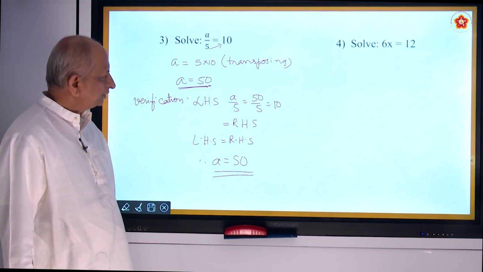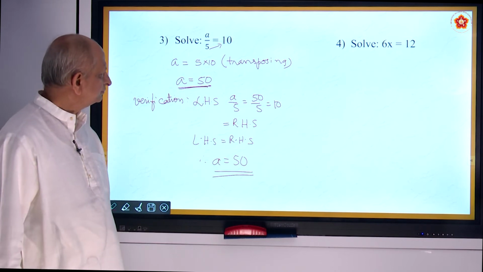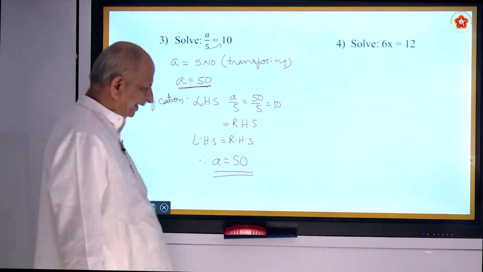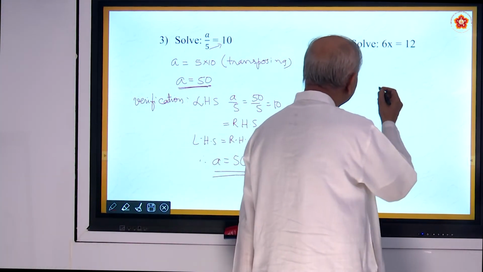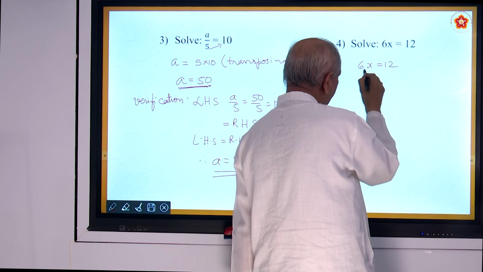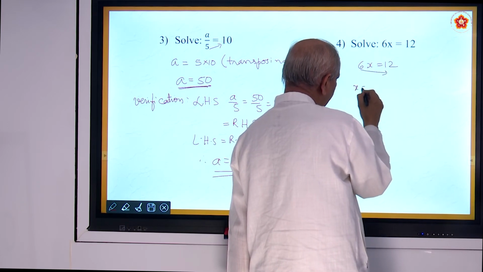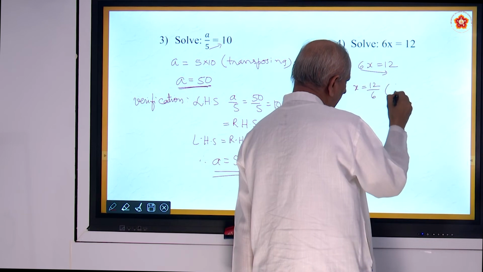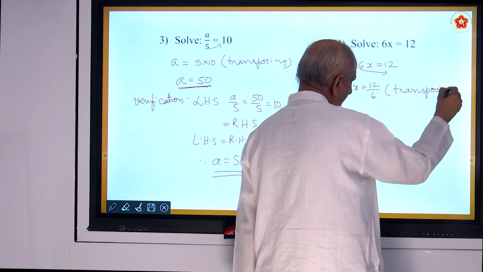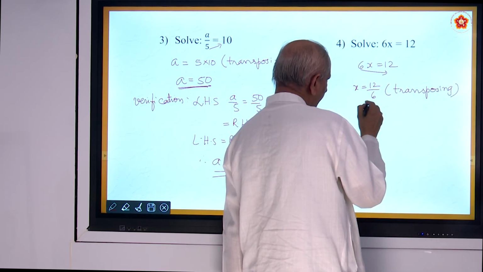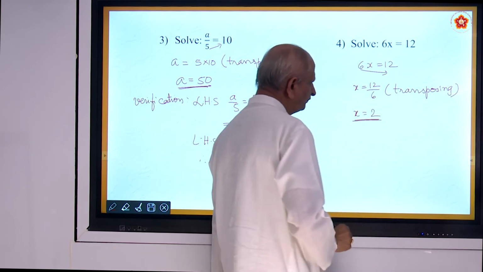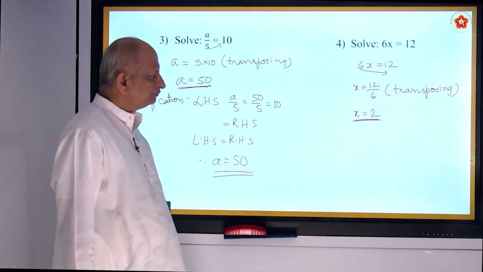And the last question, solve 6x is equal to 12. Here x is multiplied by 6. So on transposition what will happen? So 6x is equal to 12 means bring this 6 to this side. X is equal to 12 by 6 on transposing. It should divide. X is equal to 12 by 6, which is 2. Value of x is 2.